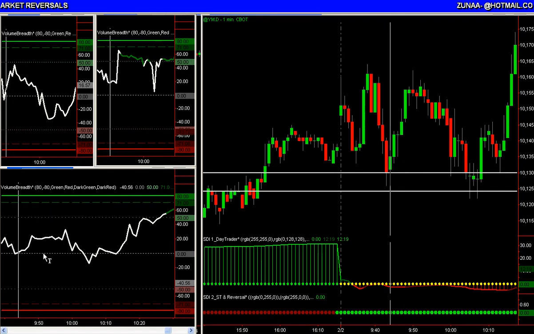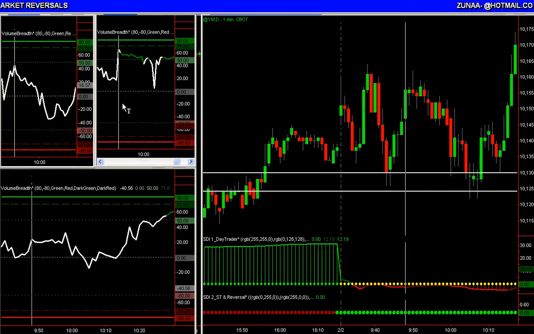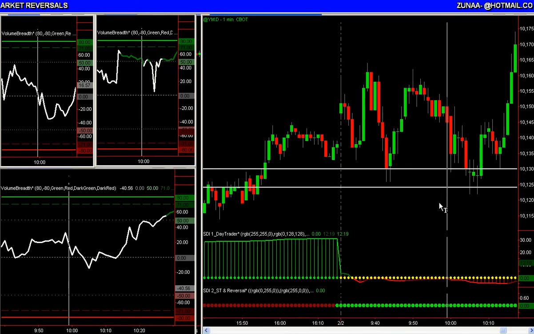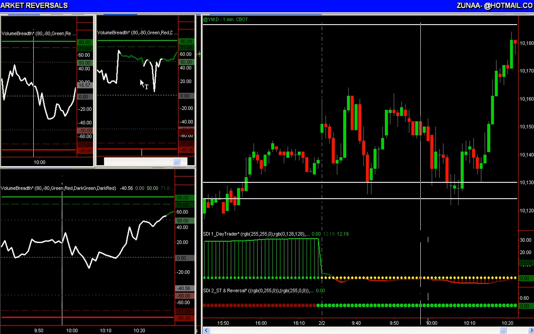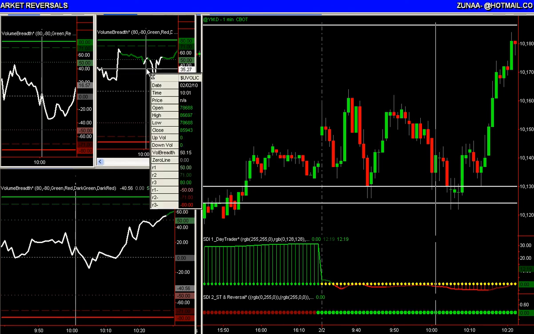ES is holding the 0 line, which is this line, NQ and YM staying above it. As long as we stay above the 0 line, pretty confident that there's a bullish bias. We're going to use the volume breadth to get in on our entry.